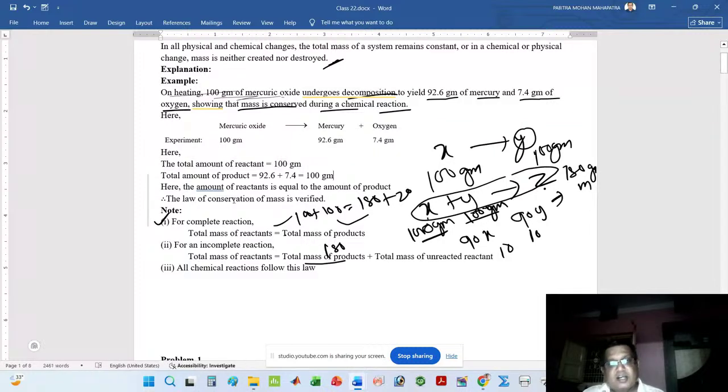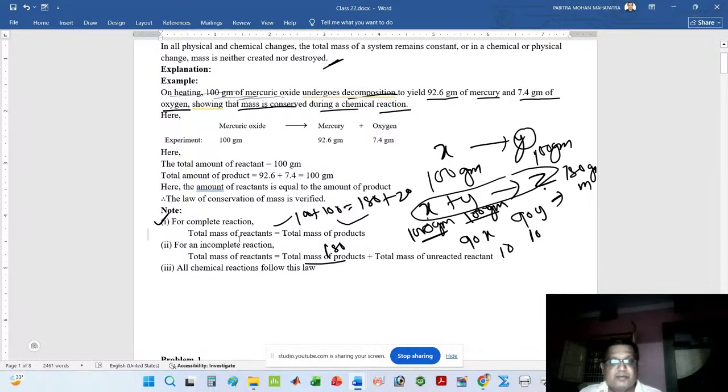So here I can say that the total amount of the reactant is equal to the total amount of the product. Since the total amount of the reactant is equal to the total amount of the product, the law of conservation of mass is verified. Here no mass is created, no mass is destroyed. So the law of conservation of mass is verified. Law of conservation of mass is proved.